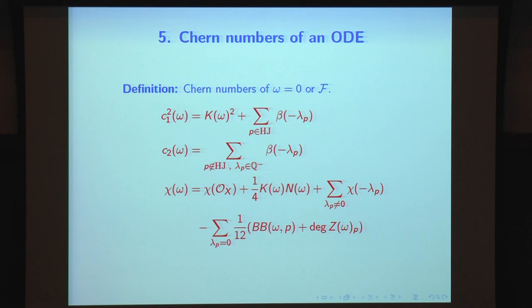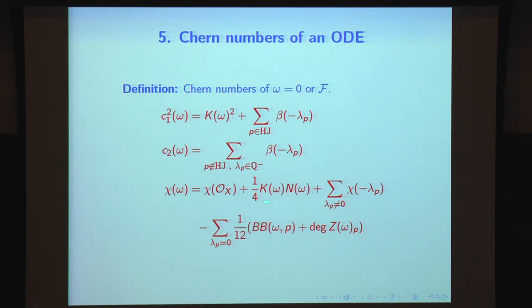This is the local contribution of the eigenvalues corresponding to the singular point on the Hilbert-Young branch. And C2 only gets contributions from the other singularities. For the singularities, the eigenvalue must be a rational number, because they are reduced, and the rational number means a negative rational number. So C2 depends only on the singularities, not on the Hilbert-Young branch.